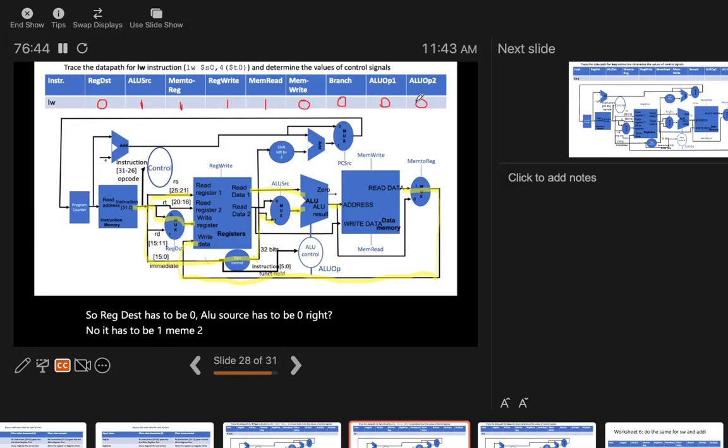Store word is just going to make right? So not everything is. Yeah, but the memorizing the one is writing the 0.